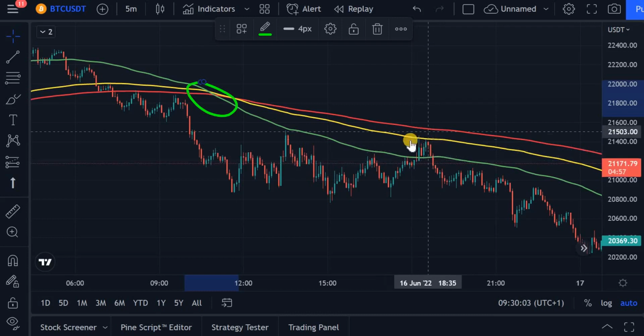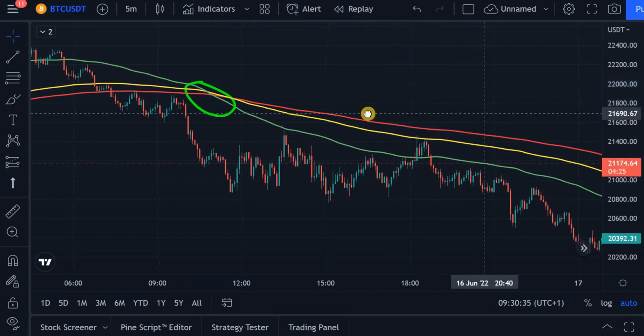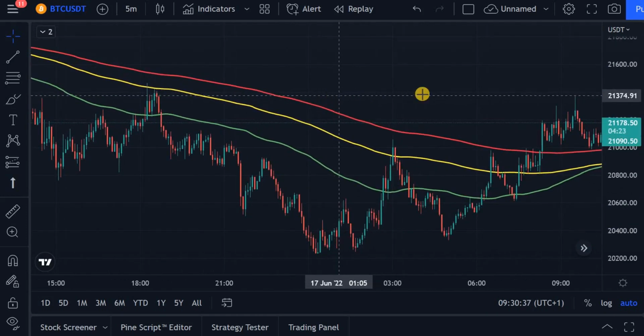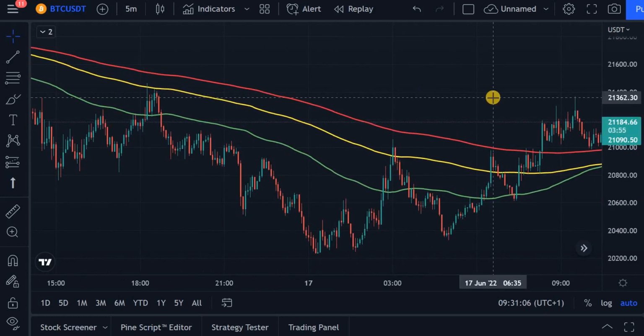So you can see right here, resistance, and as long as the price is closing candles below this red exponential moving average, then it is still a confirmed downtrend. You can see right here, the price will continue to go lower in the nearest future. Right now, let me show you how to identify a potential fake out in this strategy.